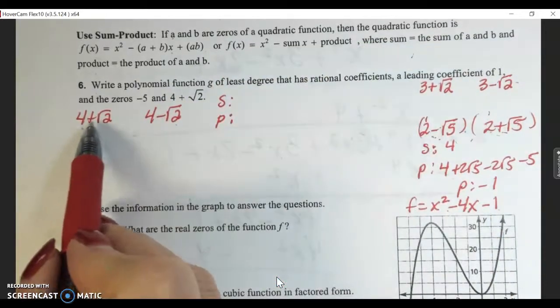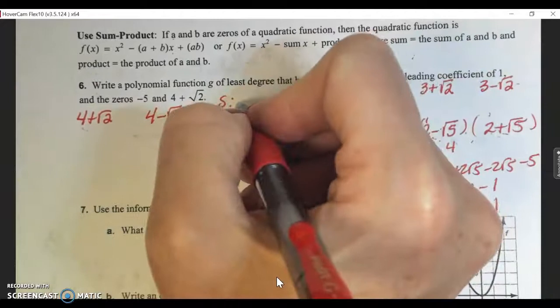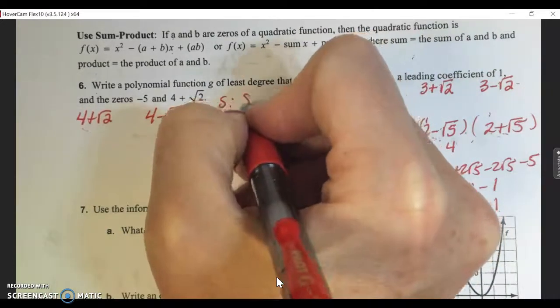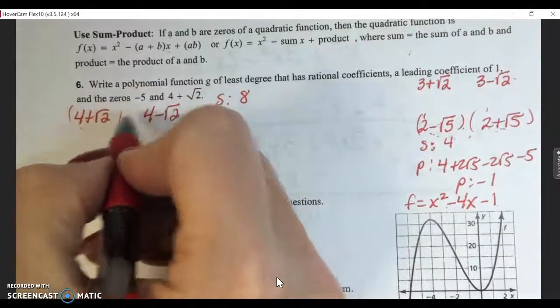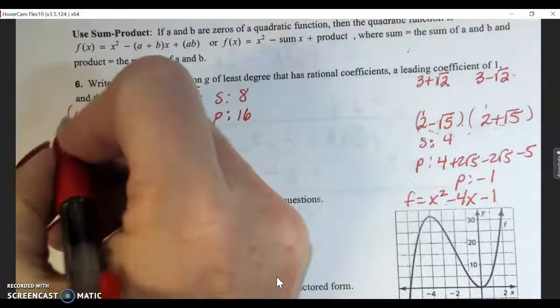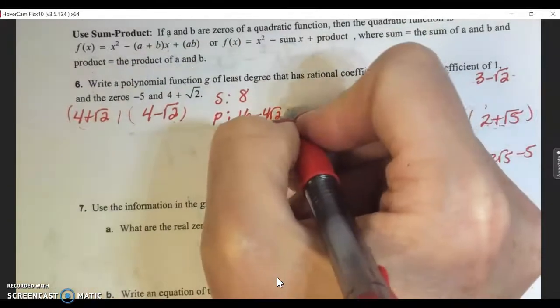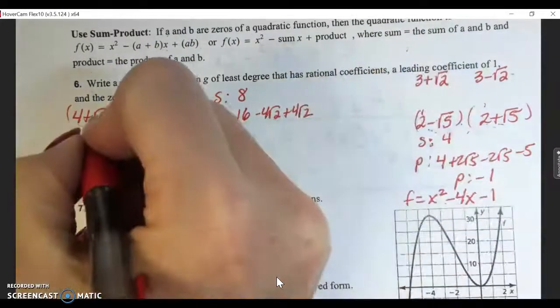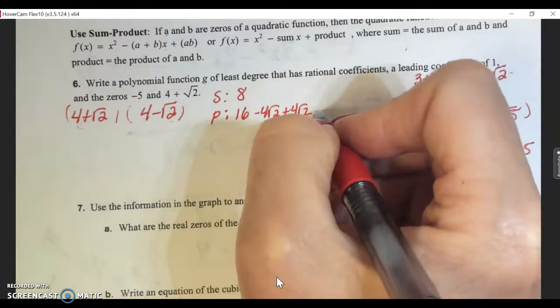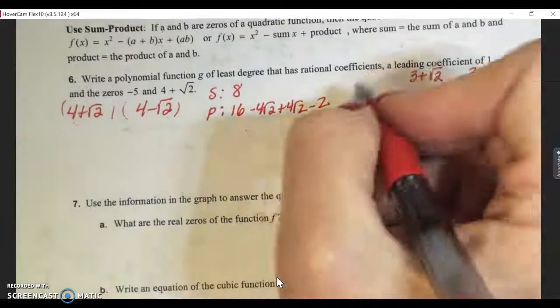You do 4 plus radical 2 plus 4 minus radical 2. What's the sum? 8. For the product, I have to do the first times the first is 16. The outers are -4 radical 2. The inners are +4 radical 2. What's the last times the last? 2. 2, right? So what's that going to give us then for the product?